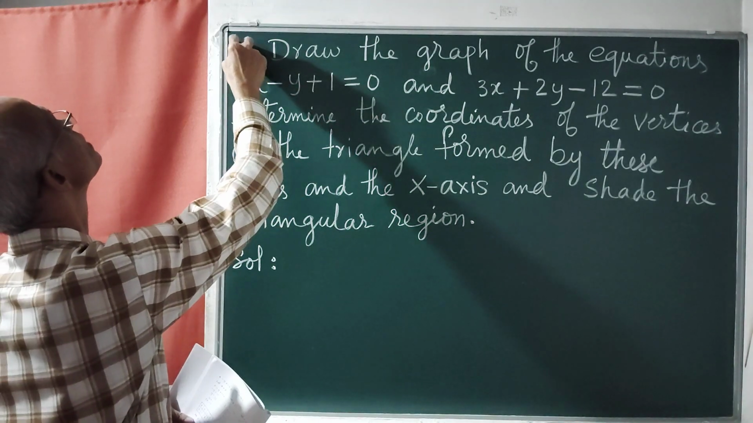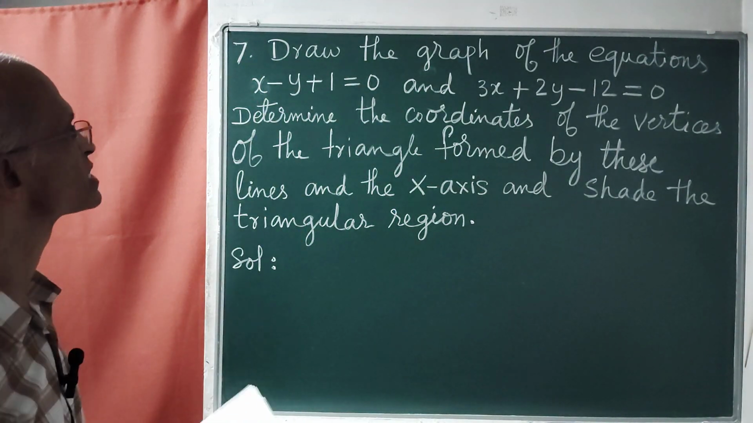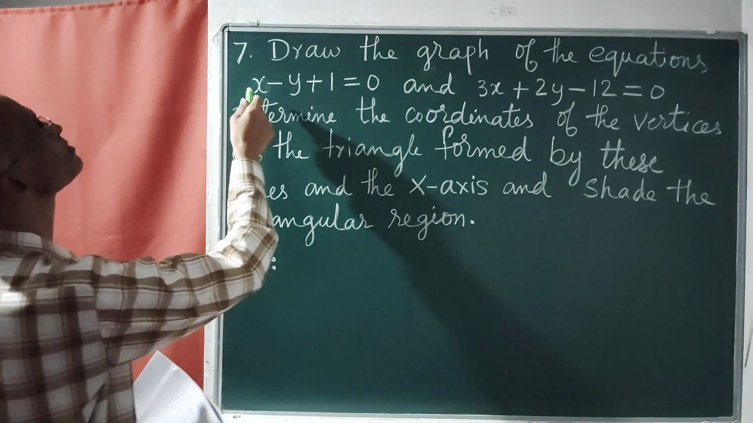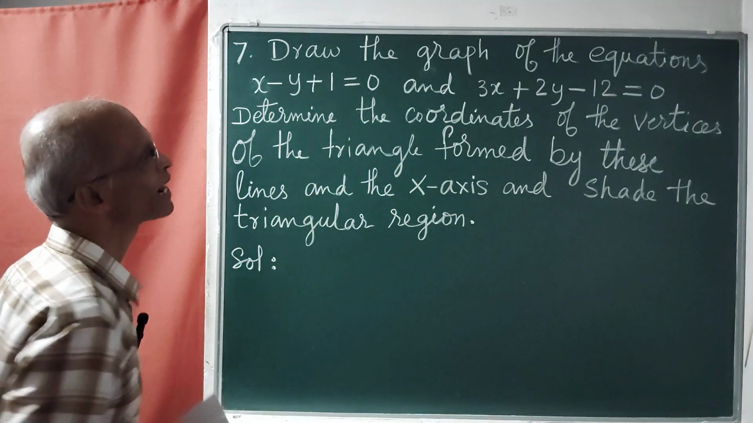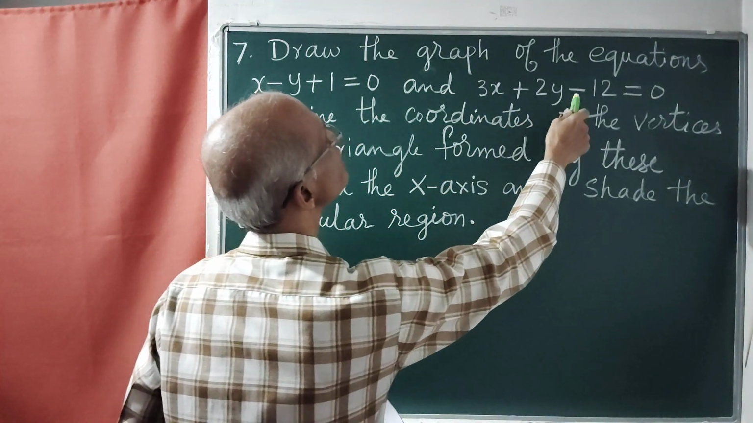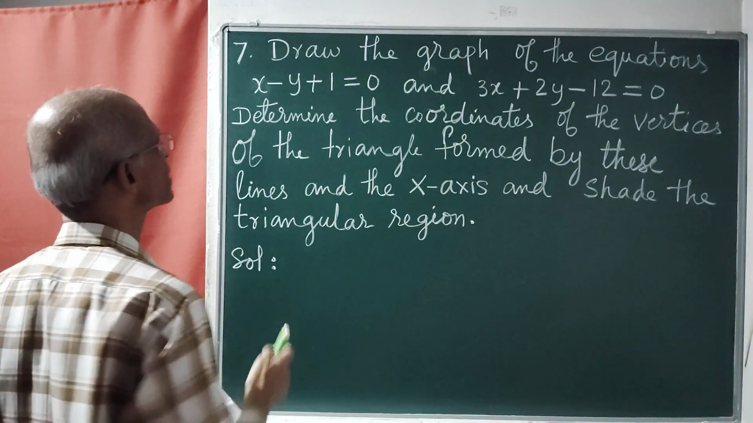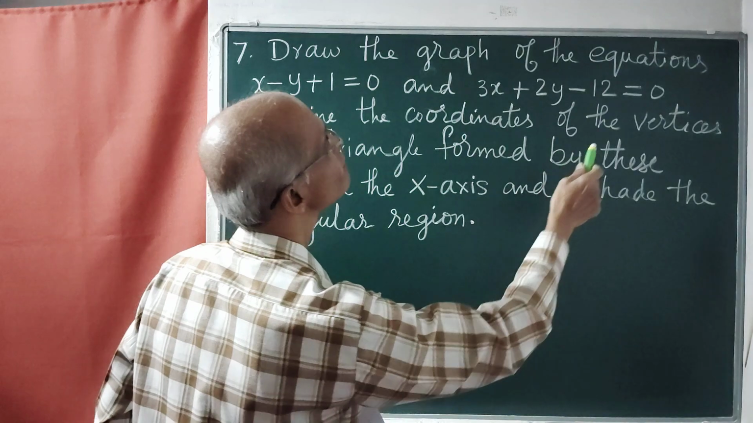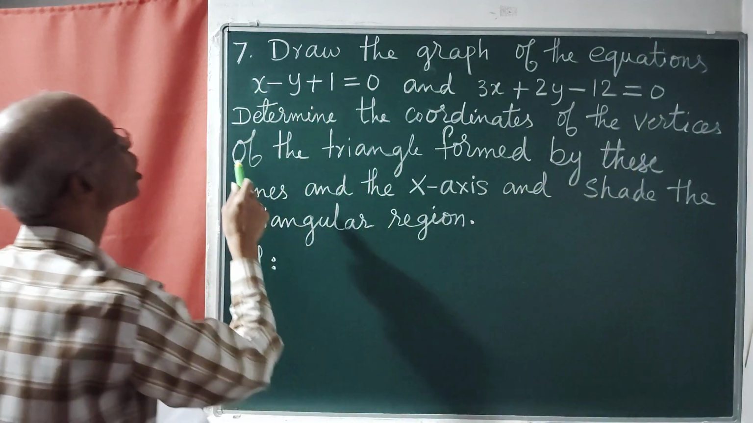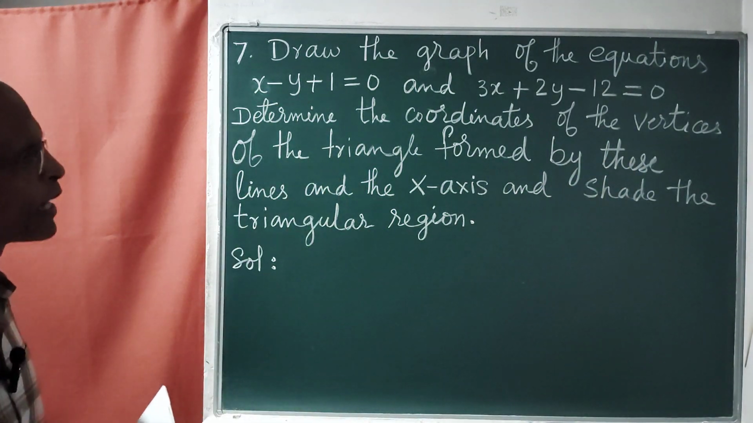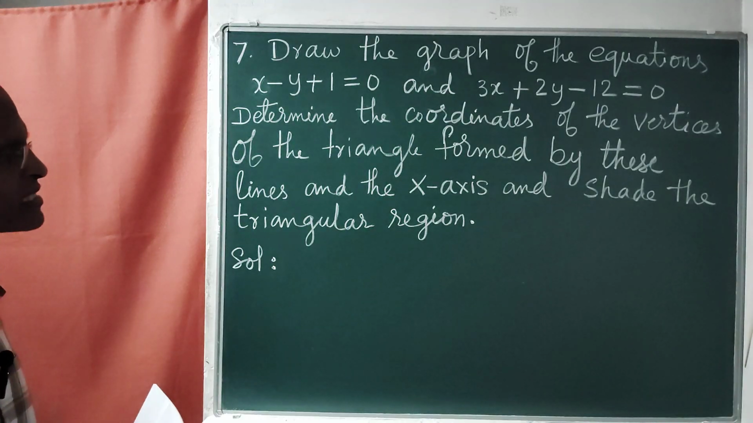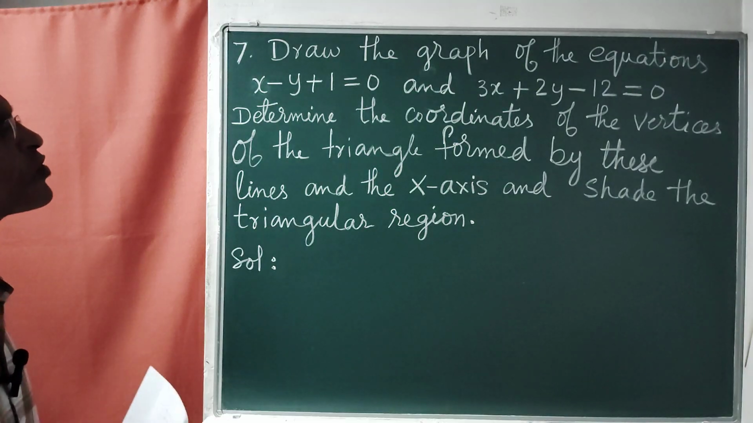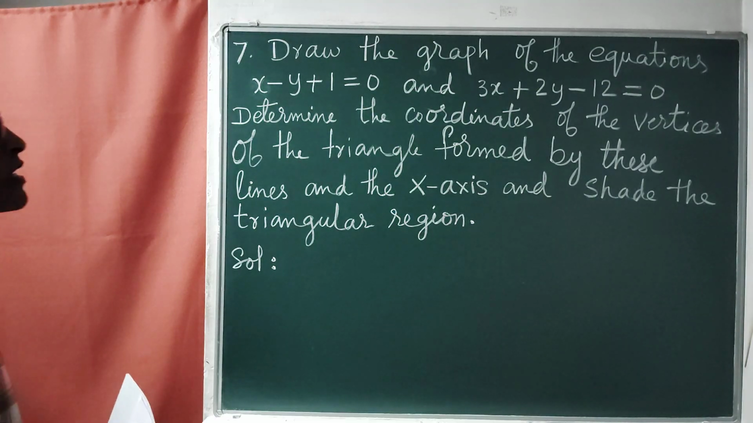The seventh sum states that draw the graph of the equations x minus y plus 1 equal to 0 and 3x plus 2y minus 12 equal to 0. Determine the coordinates of the vertices of the triangle formed by these lines and the x-axis and shade the triangular region. We have to first draw the graph of the given equations.